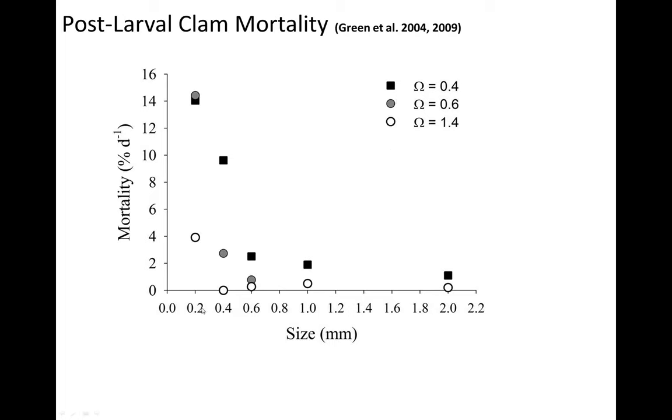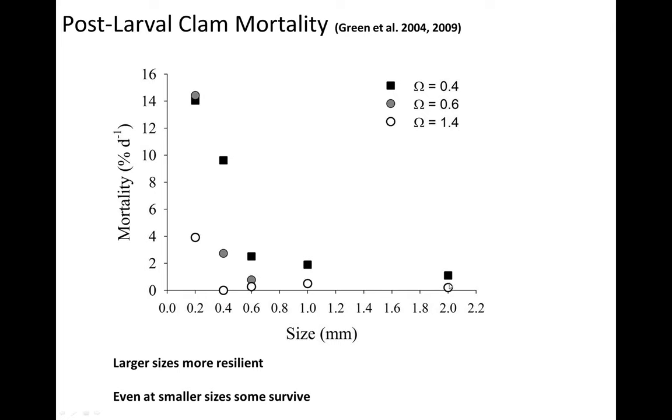And then shell size here from 0.2 microns. These are basically pediveligers that haven't yet fully metamorphosed; they start to look like essentially very small clams. What you'll notice is that for all the treatments, mortality is generally higher, even in the supersaturated conditions at this small size. But it's quite a bit higher at these lower saturation states.